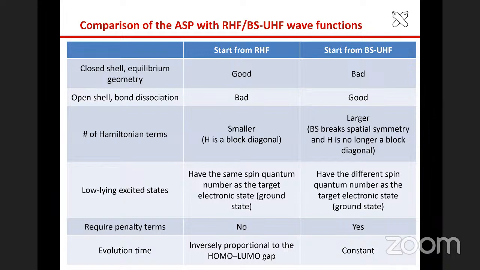Importantly, the number of Hamiltonian terms can be larger for broken-symmetric wave function because, as I said, broken-symmetric wave function breaks the spatial symmetry. So it means that if the molecule has some spatial symmetry, the Hamiltonian is block diagonal in the Hartree-Fock space. But if we use the local orbital, such spatial symmetry is broken. So the Hamiltonian is no longer block diagonal, and we have to include some more terms to simulate time evolution. But still, using broken-symmetric wave function is very suitable in the bond dissociation situation.